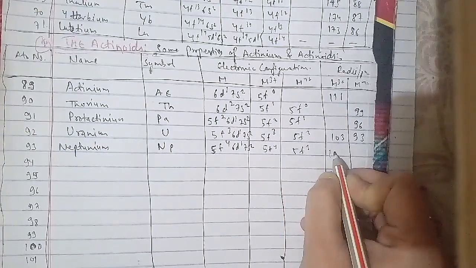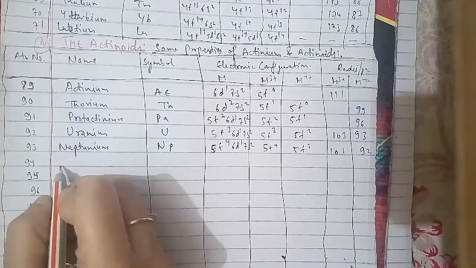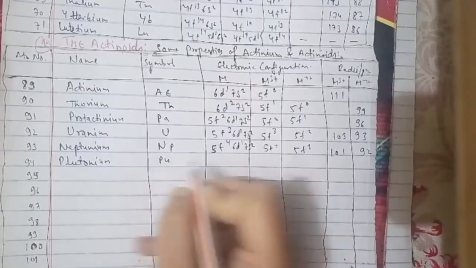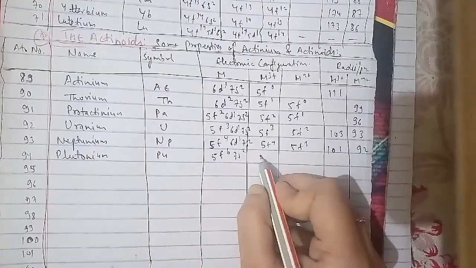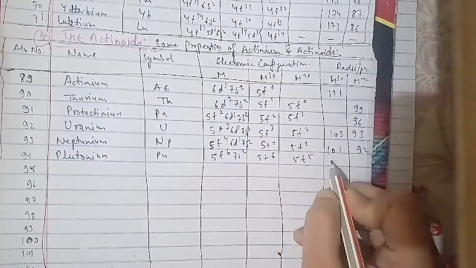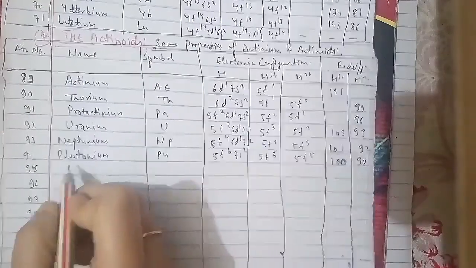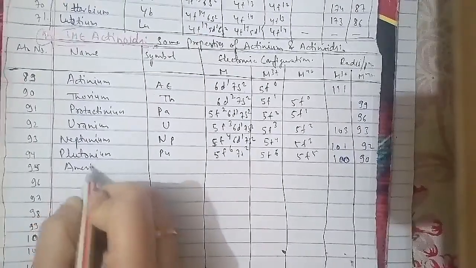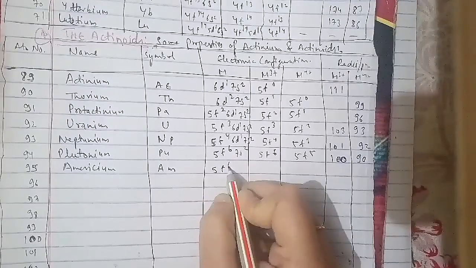Now we'll go ahead with another one, that is americium. In americium here, that is Am, and this is 5f7 7s2. So for americium it is 5f7 and 7s2. Then for the same we have 5f7, and on the same behalf this is 5f6 and 5f5. This is 99 and this is 89 here.